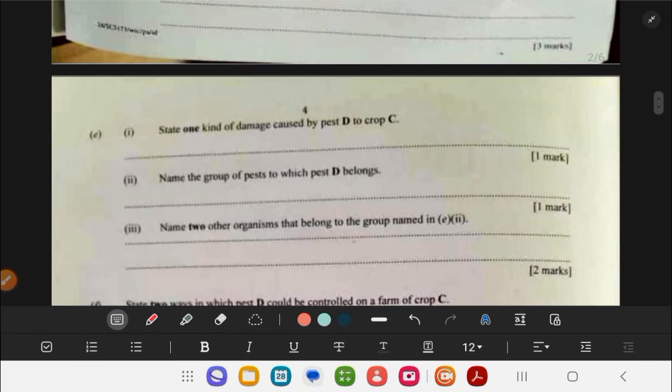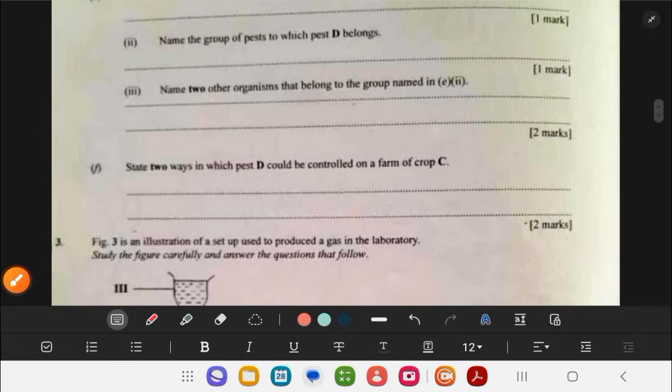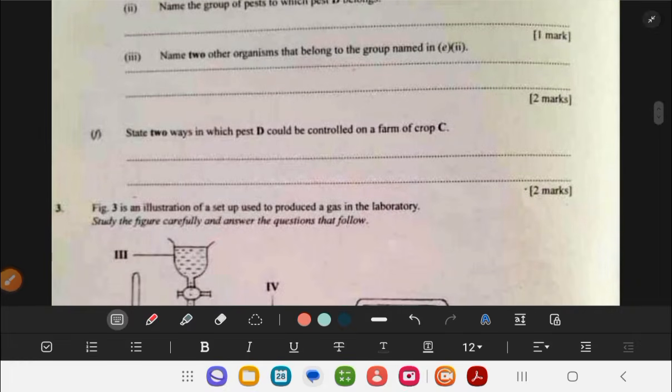Alright. Then E says state one kind of damage caused by D to C. So one damage is crop spoilage or crop damage. Then II says name the group of pests to which D belongs. D belongs to rodents. Then name two other organisms that belong to the same group. Two other organisms are mouse as well as grass cutter. They are all rodents. Then state two ways in which pest D can be controlled on a farm of crop C. So by setting traps and also using rodenticides.